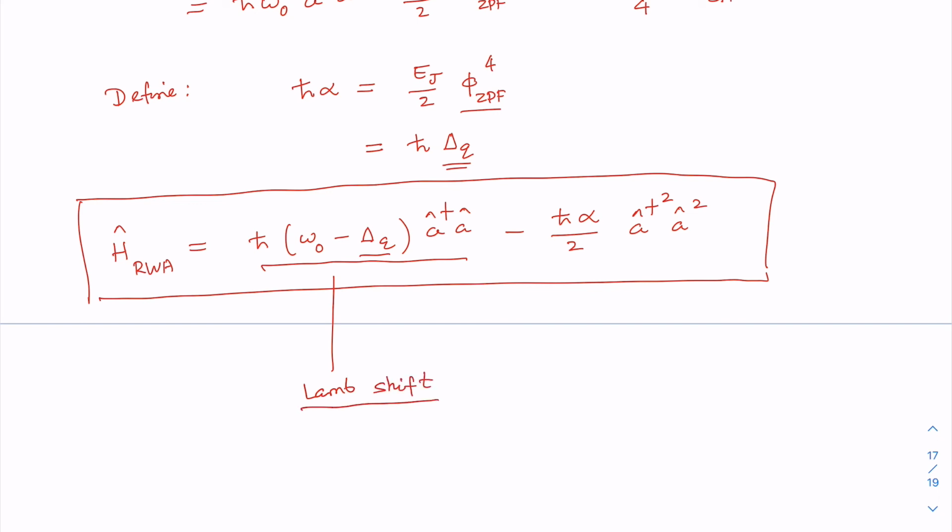On the other hand, the last term in the Hamiltonian is there completely due to nonlinearity. Okay, let me stop here for today.